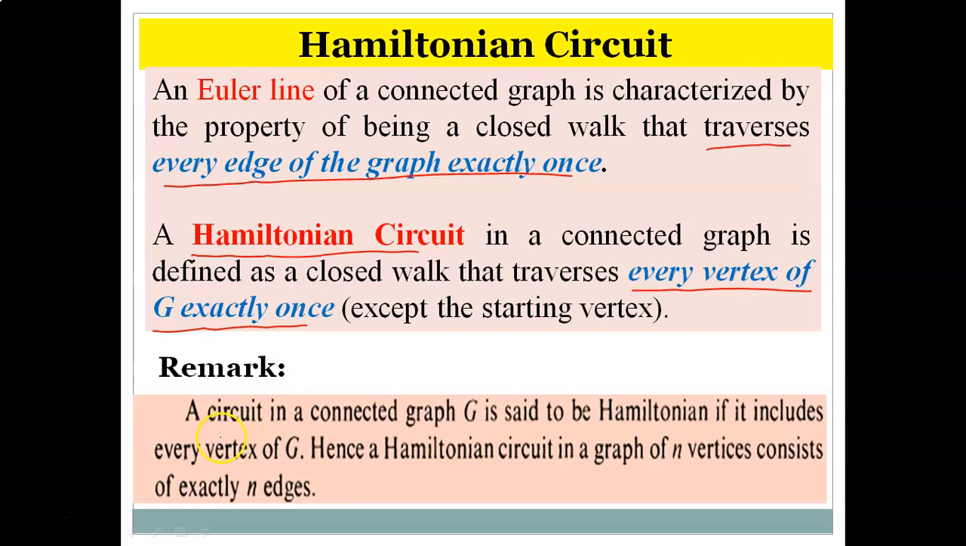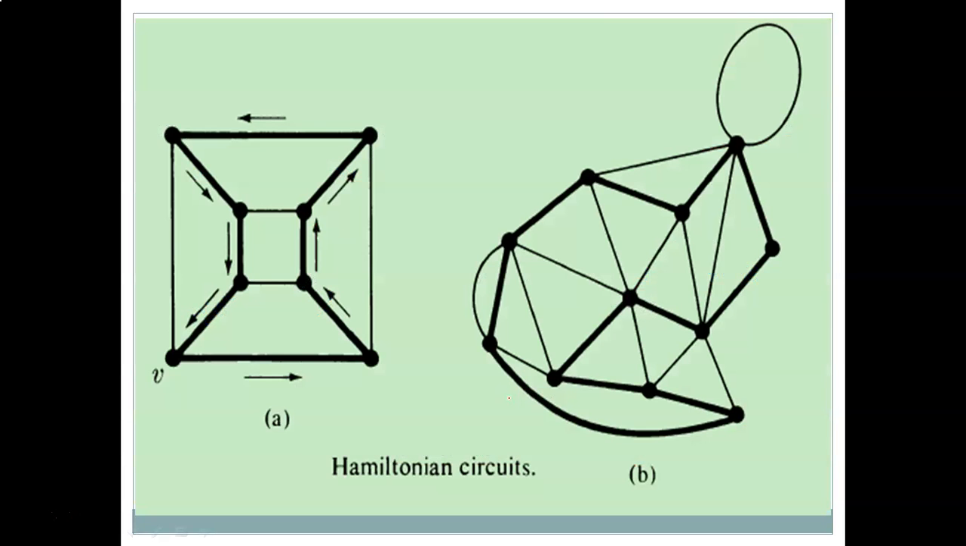Now let us see this remark. A circuit in a connected graph G is said to be Hamiltonian if it includes every vertex of G. Hence, a Hamiltonian circuit in a graph of n vertices consists of exactly n edges. This is the point to be noted. A Hamiltonian circuit in a graph of n vertices consists of exactly n edges. So these are the examples of the Hamiltonian circuits.